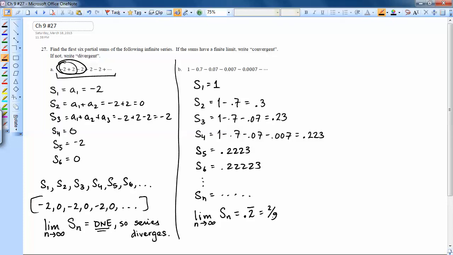Okay, hope that helps. Oh, yeah, sorry, one other thing. So then you would say the series converges to 2/9.